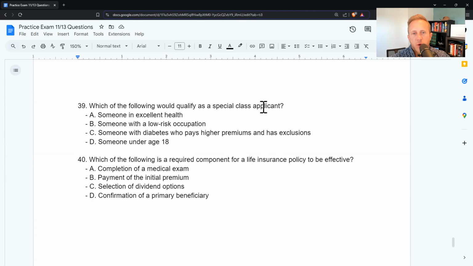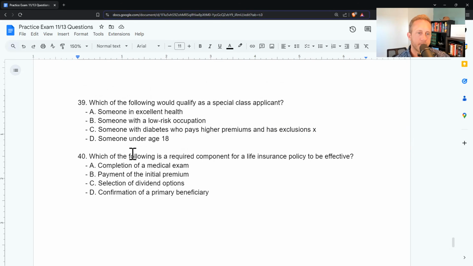Which of the following would qualify as a special class applicant? Okay, would it be someone in excellent health, someone with a low-risk occupation, someone with diabetes who pays higher premiums and has exclusions? That would be it. Special class applicant is someone who has high risk, so there's certain exclusions to their policy.